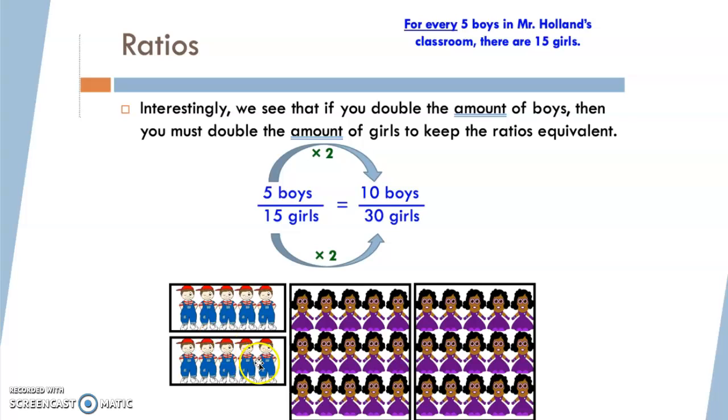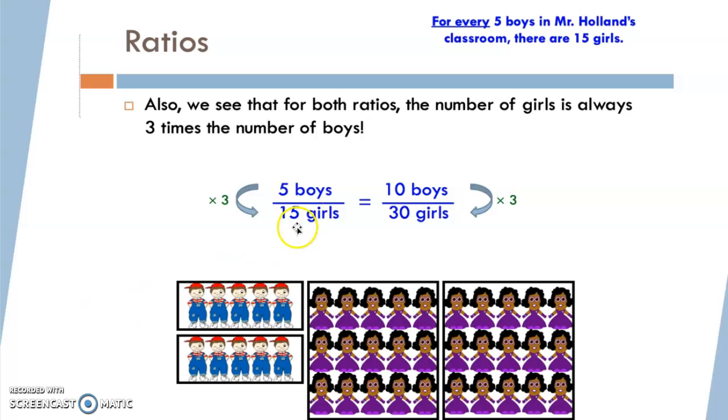Again, if you were teaching this, would you have 10 and 30 and kind of give that answer away, or would you have covered that up? So we see that for both ratios, the number of girls is always 3 times the number of boys. So if we have 5 boys for every 15 girls, and then we change it to 10 boys, how many girls? We're multiplying by 3. So 10 boys for every 30 girls. And let's just hope that your classrooms never get to the size of 40. That's a lot of children in a classroom.